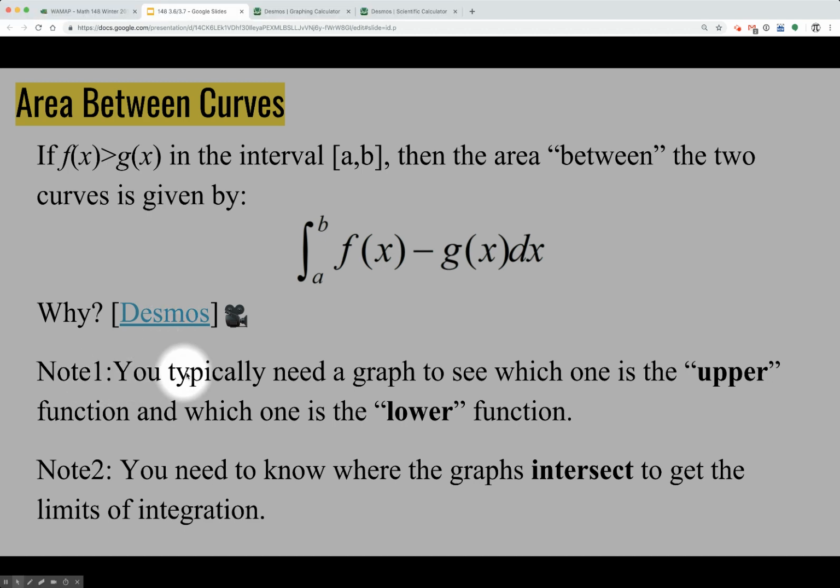You're typically going to need a graph to see which one is above and which one is below, which one's the upper function, f of x, and which one is the lower function. So it's very difficult just to rely on our intuition to determine which one is greater and which one is smaller. The second note is that you're also going to need to know where the graphs intersect so that you can find the limits of integration. So let's take a look at an example in Desmos so you can see what we mean.